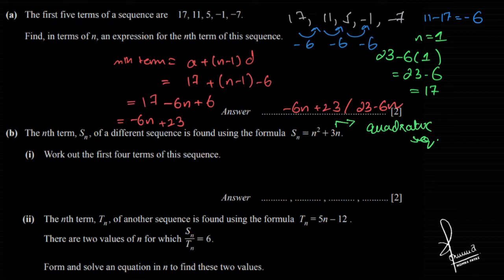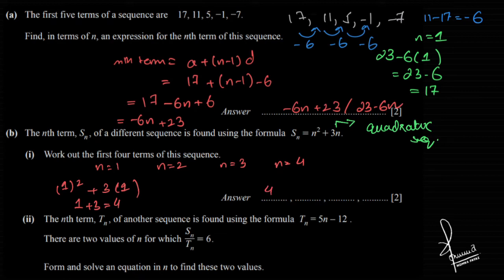Now if you want to calculate the first 4 terms, that means you want to calculate n is equals to 1 पे क्या आता है, n is equals to 2 पे क्या आता है, n is equals to 3 पे क्या आता है, और n is equals to 4 पे क्या आता है. जब आप 1 पुट करते हैं, it's going to be 1 square plus 3n. 1 square is 1, और 3n की जगह हम लिखते हैं 3 into 1. 1 square is 1 plus 3, which is 4. So your first term is 4.